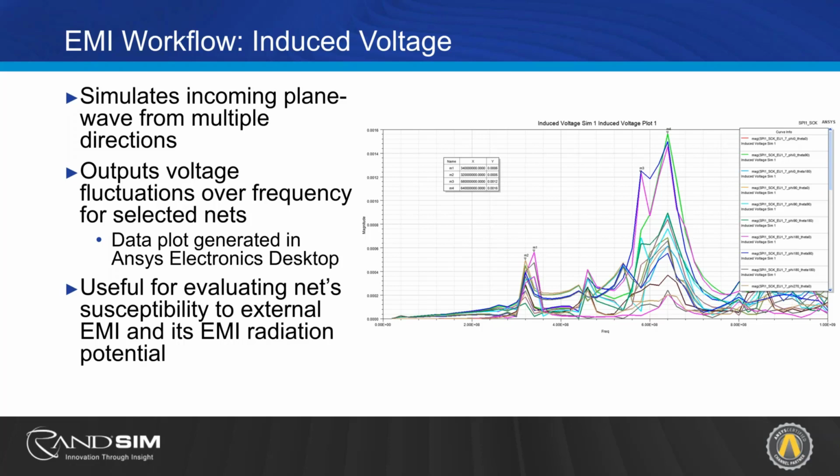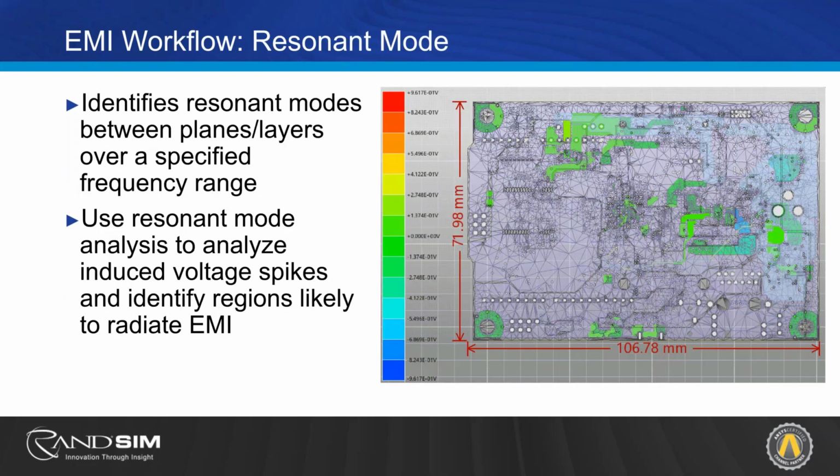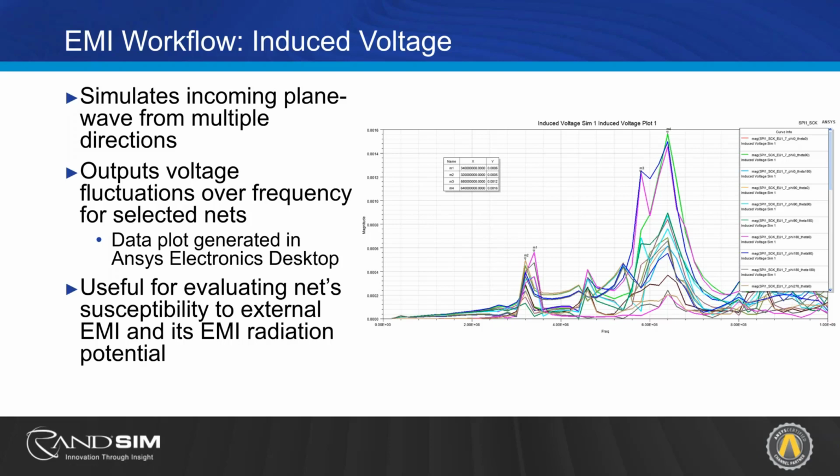So then you take the induced voltage values and make a mental note of what frequencies those peaks are at. Then we go into what's called the resonant mode analysis. What the resonant mode analysis does is you specify a span of frequency range to analyze that net for resonant modes. You will then get a list of all of the resonant modes that have been calculated, and then you narrow into the one that's the closest in frequency to what you are seeing in your induced voltage simulation.